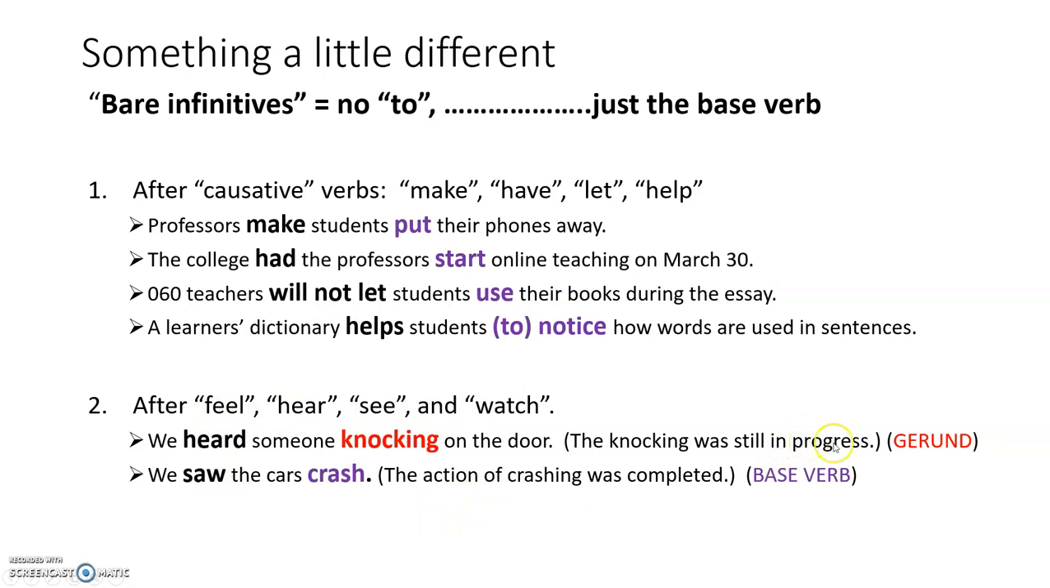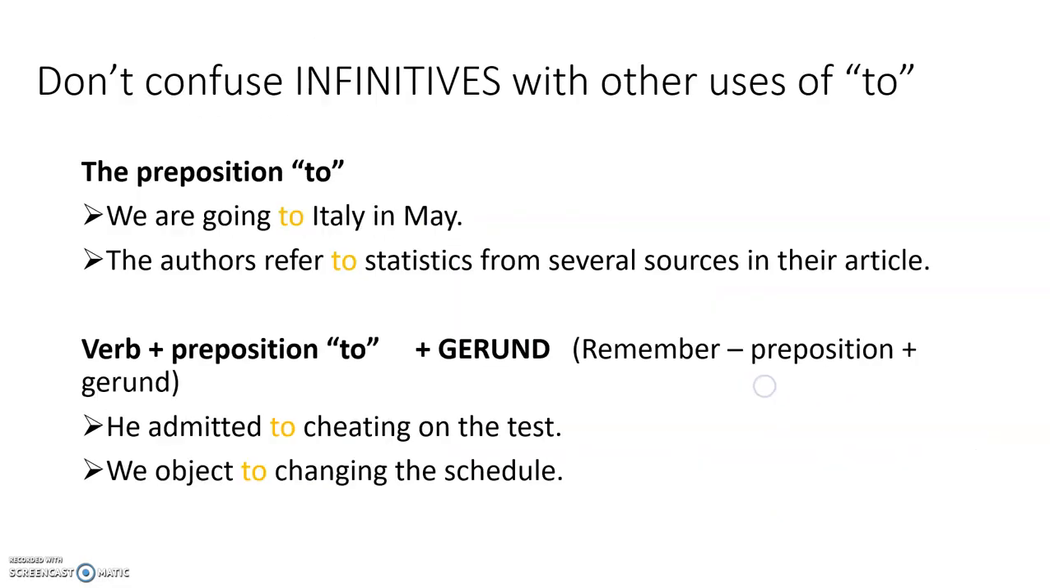If the action was still in progress, we use a gerund. If the action was completed, we use a base form. So you can take a look at these. This is just kind of another related issue. I think it's important to not confuse infinitives with other ways that we use to as just a simple preposition. And also don't forget that there are a lot of verbs followed by prepositions. Sometimes the preposition is to. In that case, you would see a gerund after to, not base form.